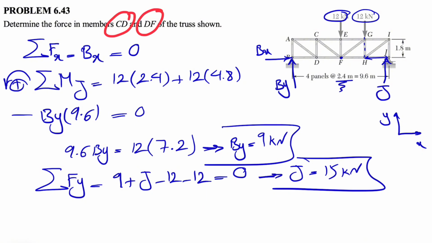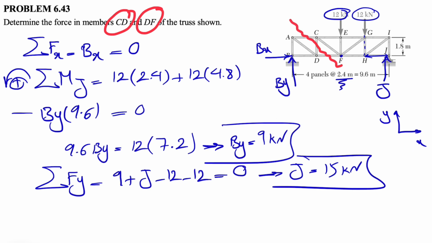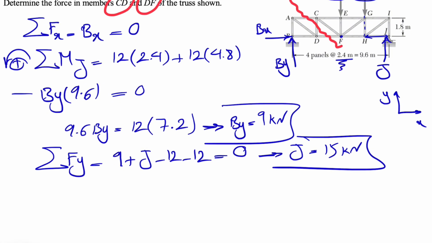So our section has to cross these two members. We have FD here. This is going to cross CD, and if we continue our section, we'll end up with something like this. We're gonna go with the free body diagram of the left section because it's much easier.